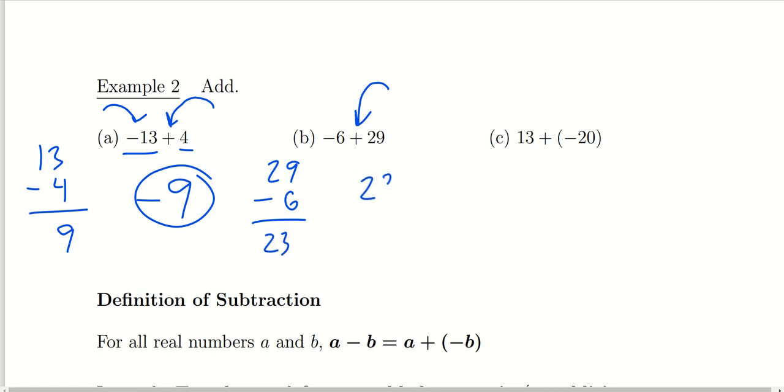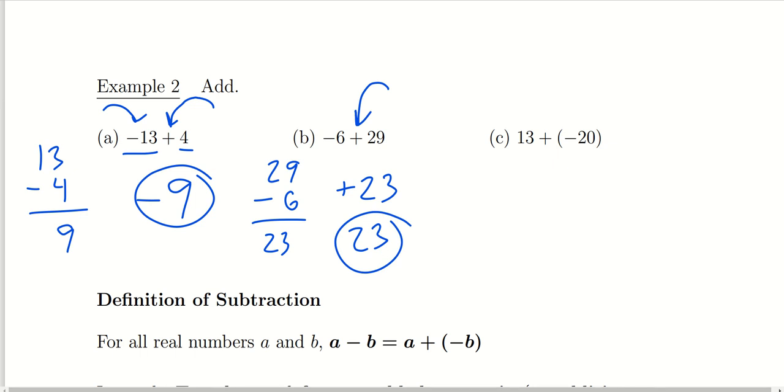So the value of our answer is going to be 23, and we now have to attach the sign of the number that's largest in absolute value. If we're just looking at sheer magnitude, 29 is bigger than 6. Because the 29 was positive, that means our answer is going to be positive. I just put the positive sign there for effect, but you don't have to include it. Final answer, 23.